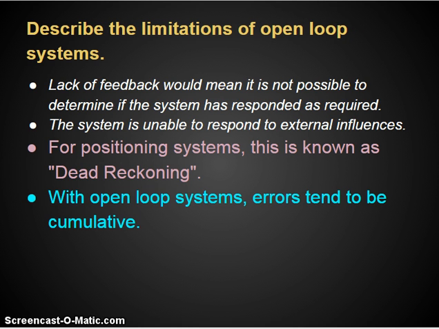Now, this is limited in that you don't have any way of knowing exactly how much light would be coming out of that overhead light. In positioning systems that are used in robotics, this is known as dead reckoning. An example of this would be if you were to have a robot, for example, and you tell it to go forward in a straight line for 1 second.